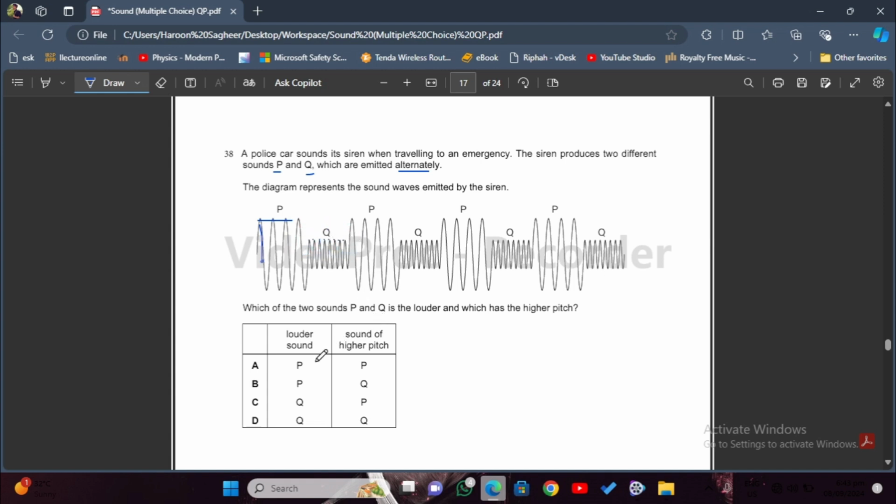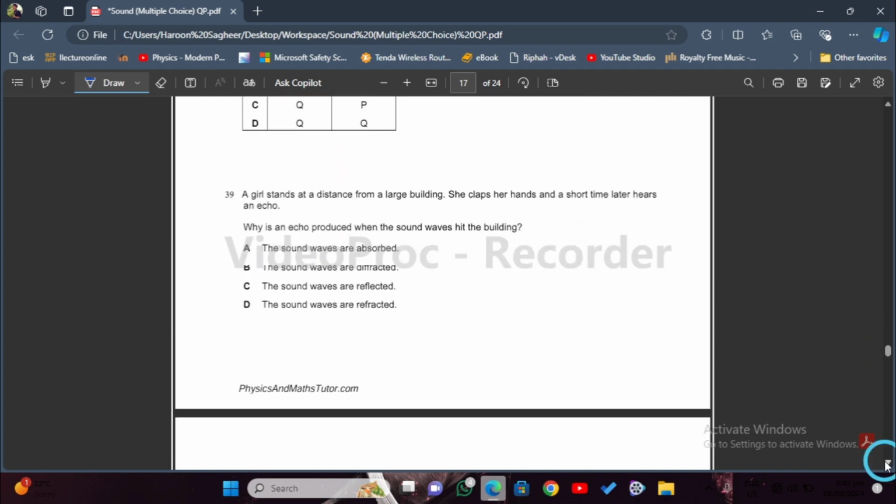Okay, so the louder sound is P, because it has a higher amplitude, and the sound with a higher pitch is Q. So P is louder, of course, but the option saying P is the sound of higher pitch is incorrect. So I believe B is the correct option, because P is a loud sound with a higher amplitude, and Q has a higher pitch because its frequency is high.